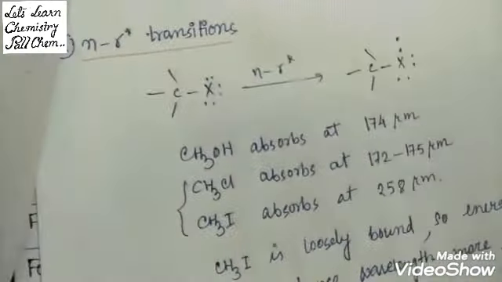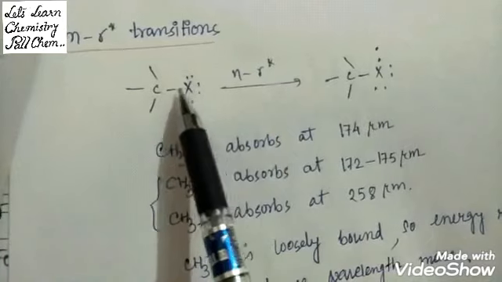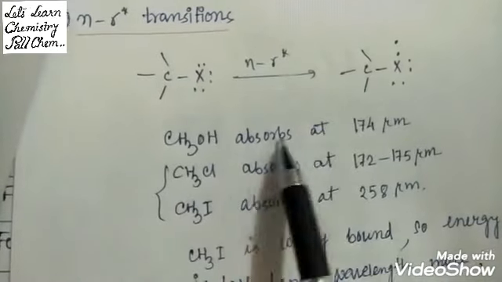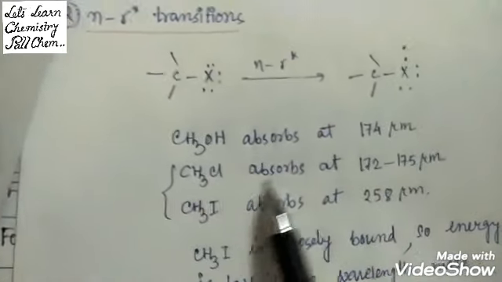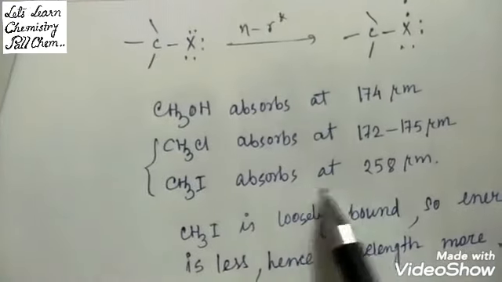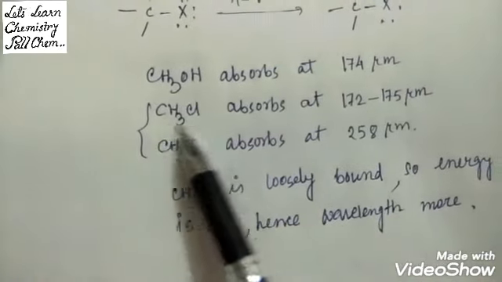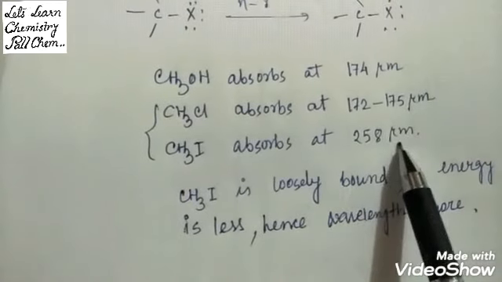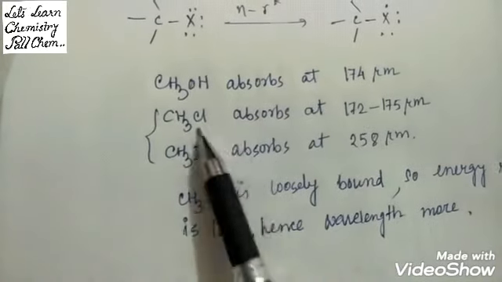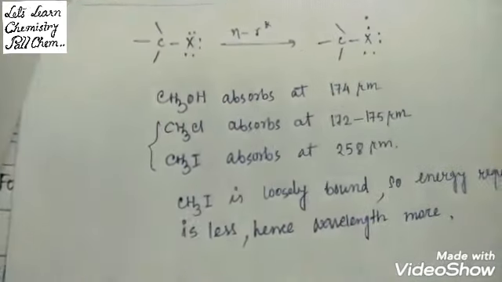Next is the n to sigma star transition. In an n to sigma star transition, the molecule should have a lone pair of electrons, that means it should be attached to an atom which has a lone pair. For example, methanol absorbs at 174 nanometers, methyl chloride absorbs at 172 to 175 nanometers, and methyl iodide absorbs at 258 nanometers. If we compare methyl iodide and methyl chloride, the energy required for methyl iodide is less, because in methyl iodide the electrons are loosely bound.